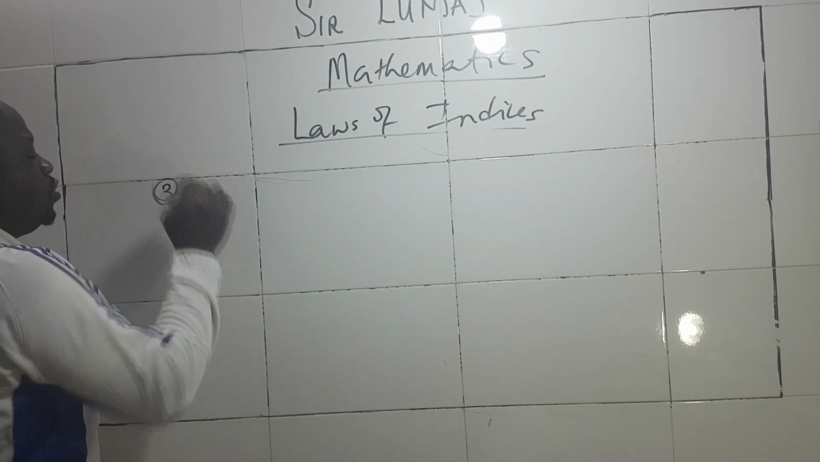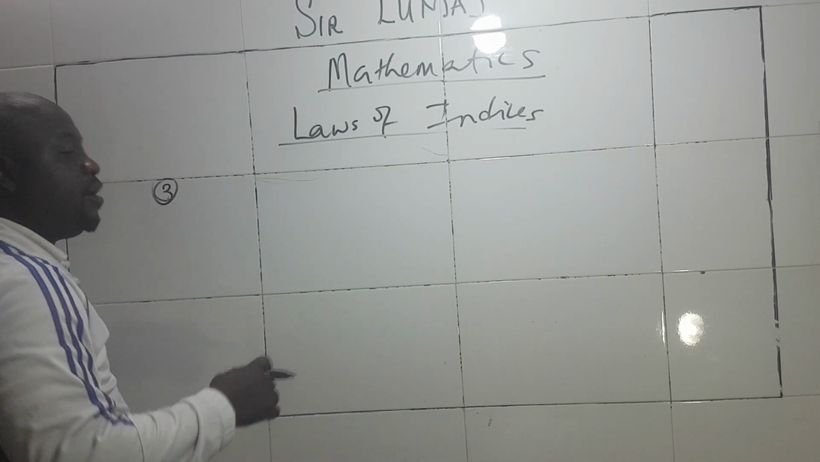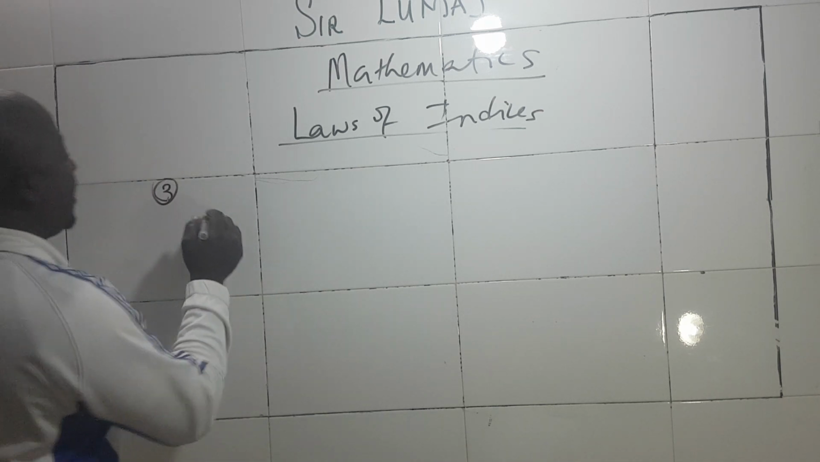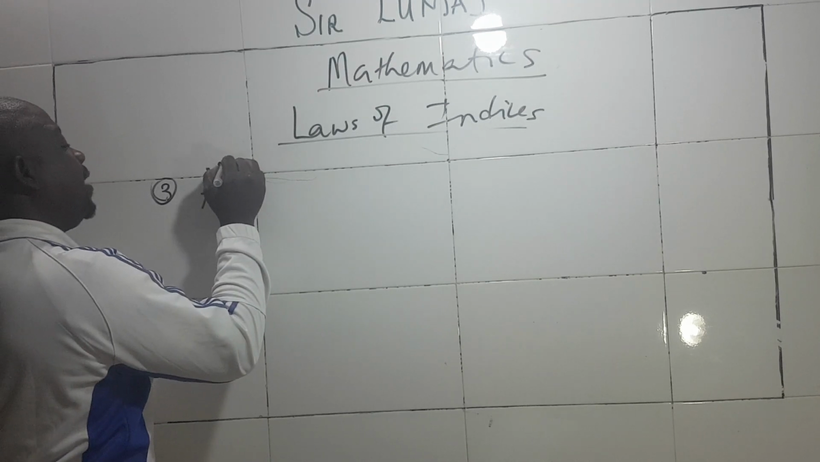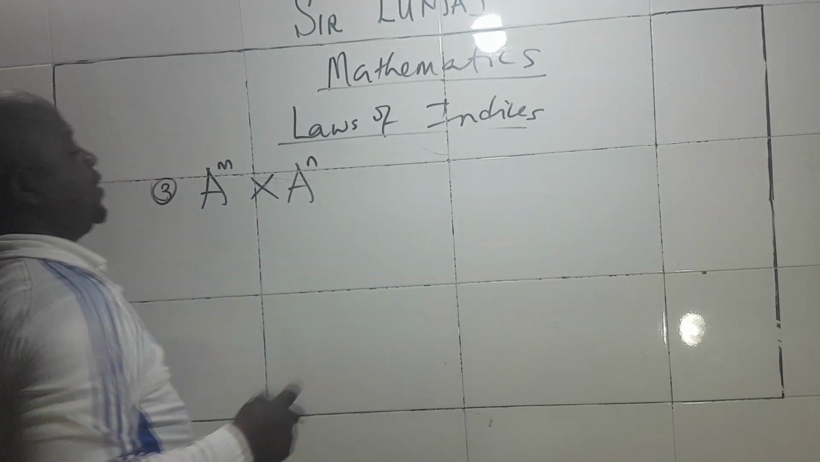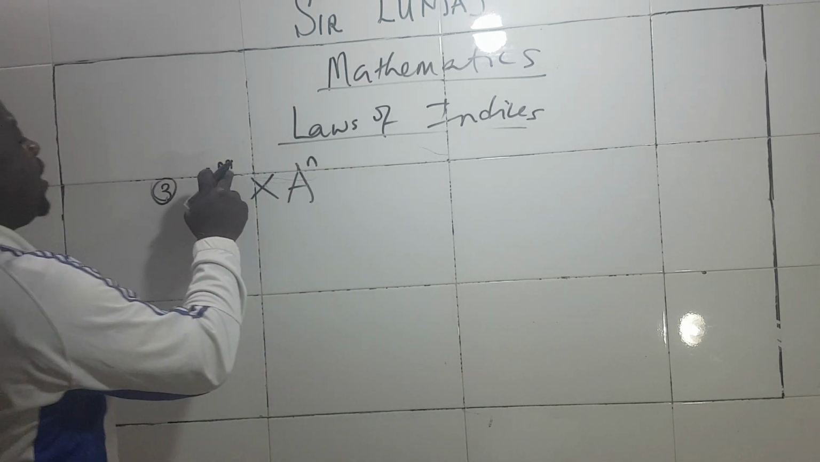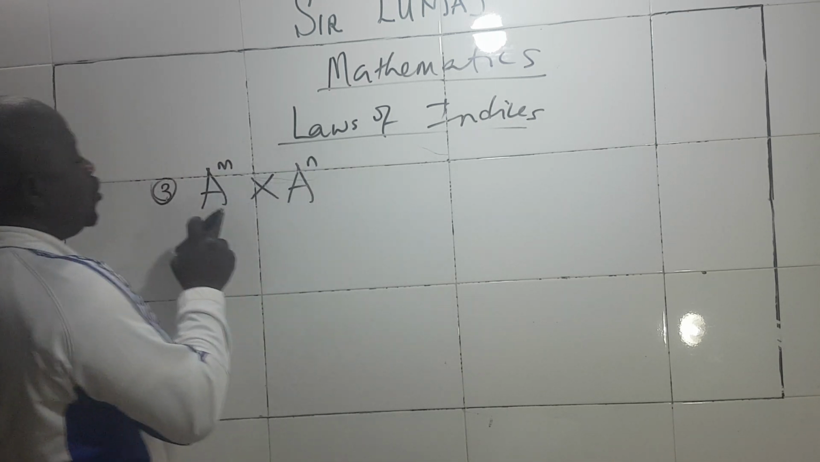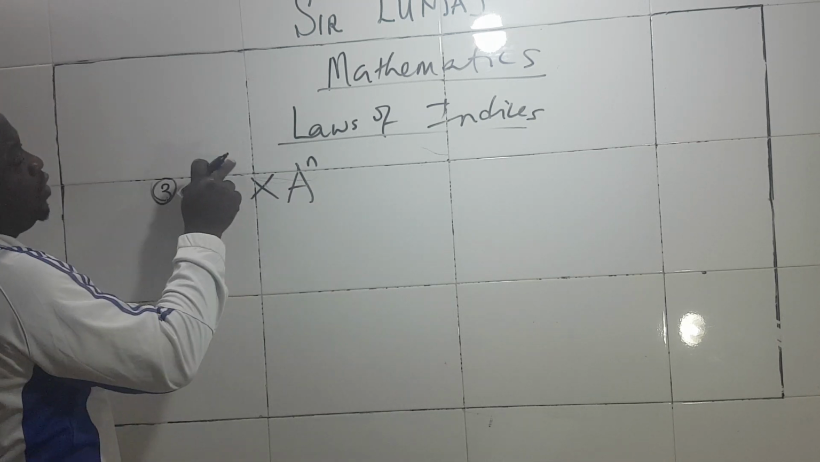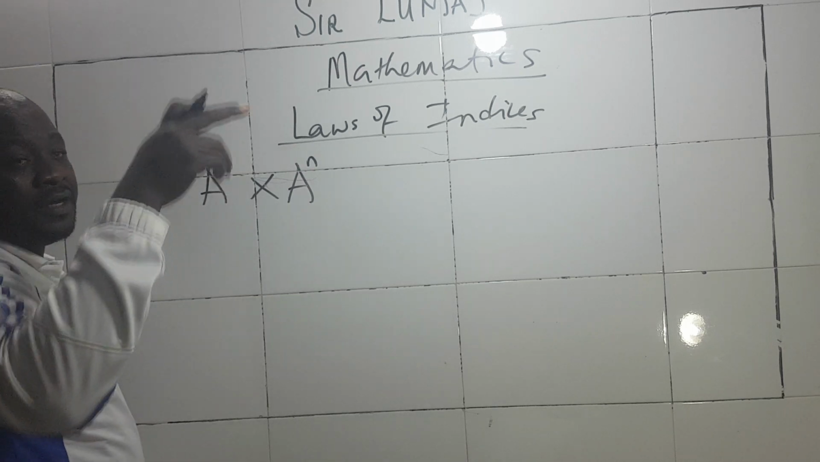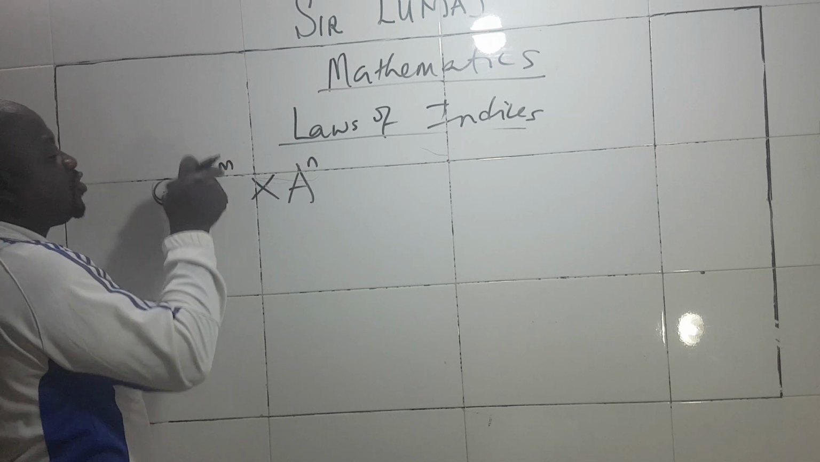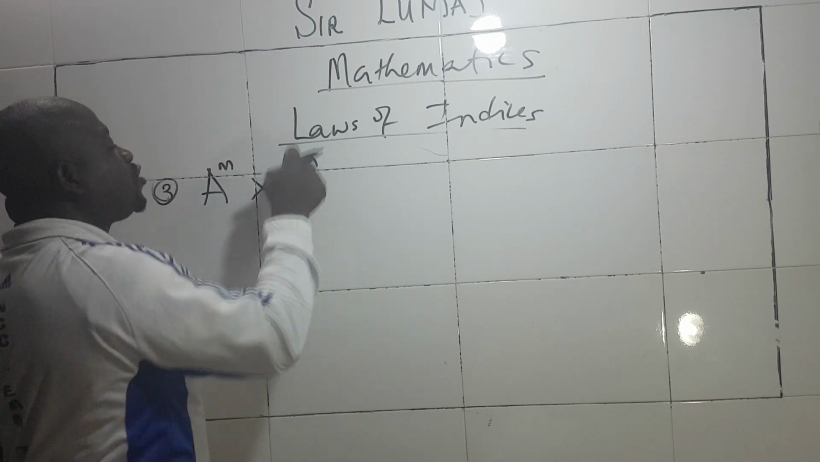Number 3, the third rule. The third rule says that if you have the product of a common base, let's say I have a raised to power m, and they are having different powers, times a raised to power n. Don't forget, this is a base. This is your power. If you don't want to call it power, you can call it superscript. So this is the power. This is your base. A raised to power m times a raised to power n.